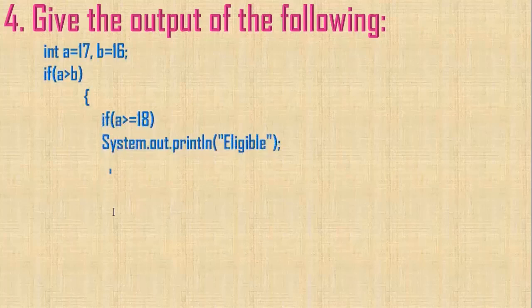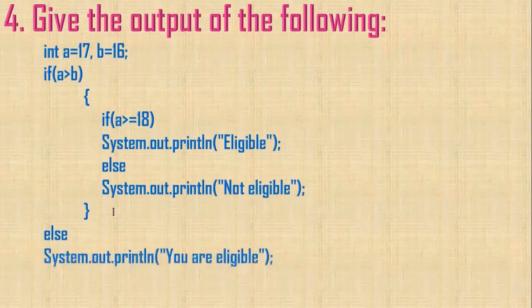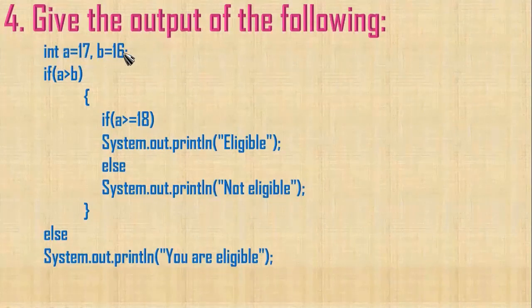Give the output of the following. Here you can see nested if. Here now A is given as 17 and B is 16. It checks whether A is greater than B or not. So A is 17, it is greater than 16, it is true, so it moves inside the block of the code. Again it checks whether A is greater than or equal to 18. It is false. So this statement will not get executed. The else part will get executed. So it will say not eligible.